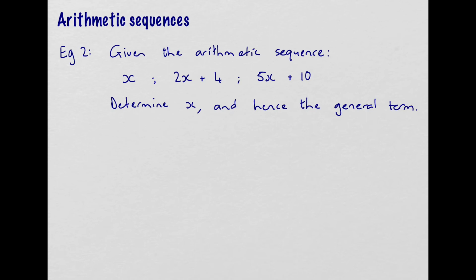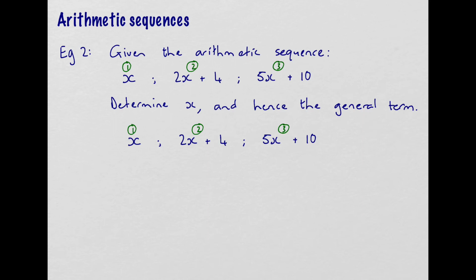So at this point, we don't actually know what the values of each of these terms are, other than being in terms of x. Because they've told us that it's arithmetic, we know that this is the first term, this is the second term, and that's the third term. Okay, so we're going to do the first differences. I'm just going to copy the sequence again and now do the first differences.